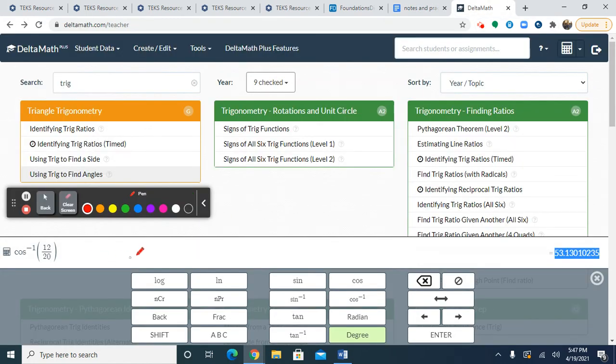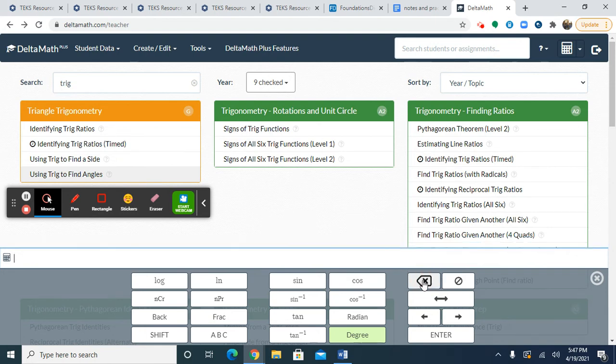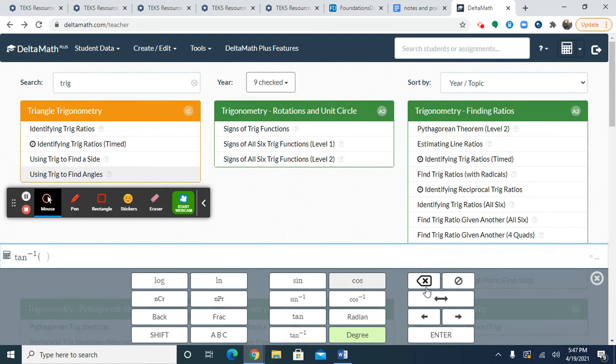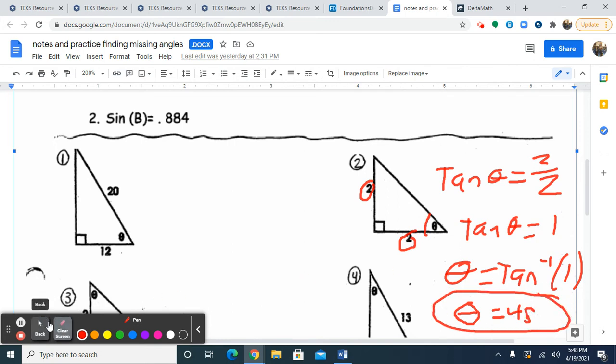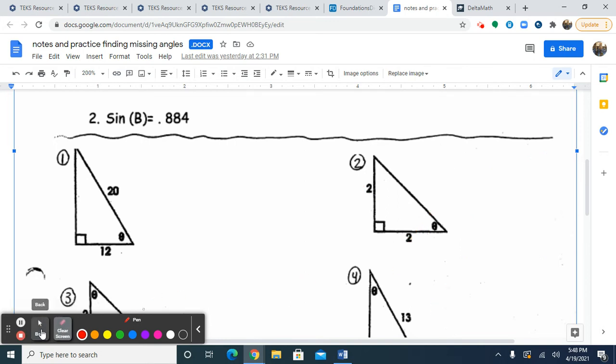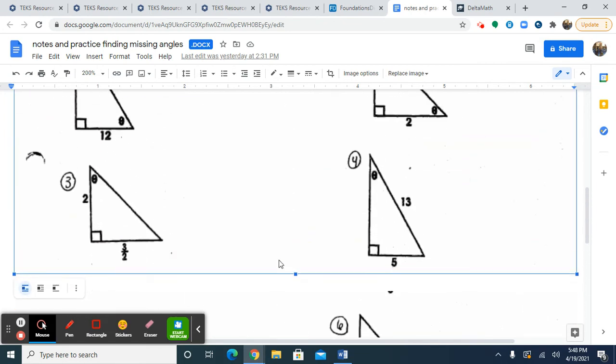So back in our calculator, we have arc tangent. Let's go ahead and delete that. We're going to find arc tangent of 1, which is equal to 45 degrees. So the answer here is theta equals 45. Let's look at our other examples.